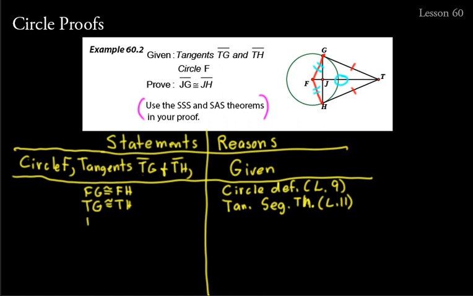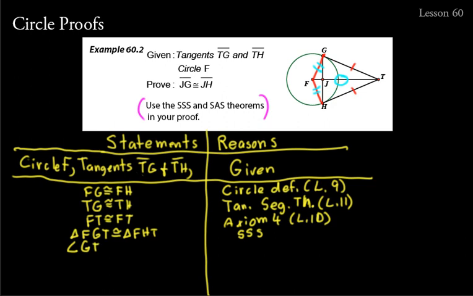And then FT is congruent to FT by Axiom 4, and that's in lesson 10. You don't have to do that, but it's a good idea just to reference where that came from. And then triangle FGT is congruent to triangle FHT by side-side-side. Then we could say that angle GFJ is congruent to angle HFJ by CPCTC.